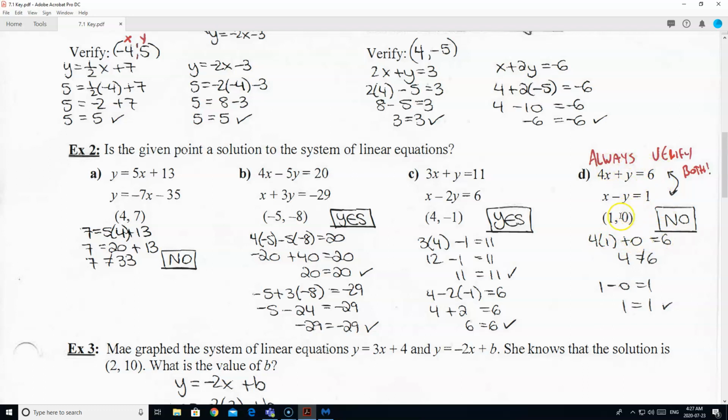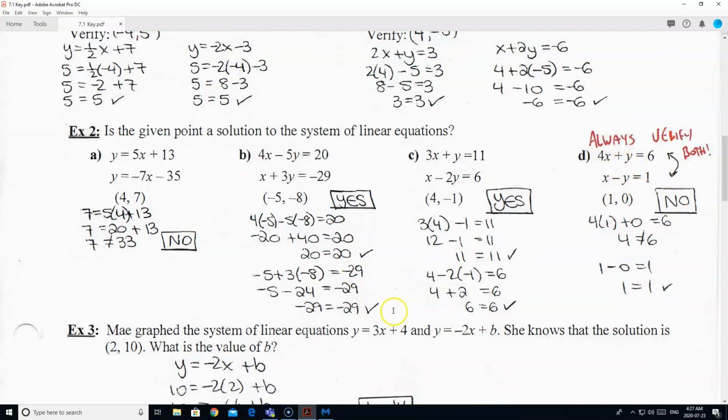But for the second one, if you just did the second one, you can see if we plug in x, 1 minus 0 is 1. So it worked, 1 equals 1. So the second one, it worked. But if we only did the second one, we might think it's the solution, but we need to check the other one as well. Okay.